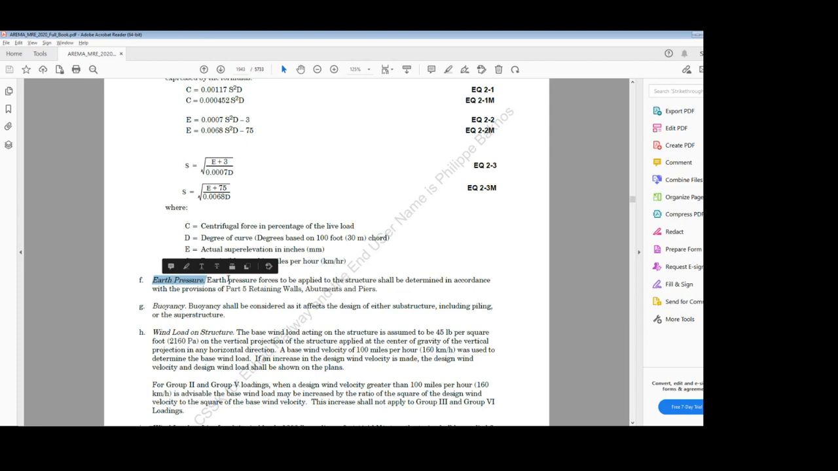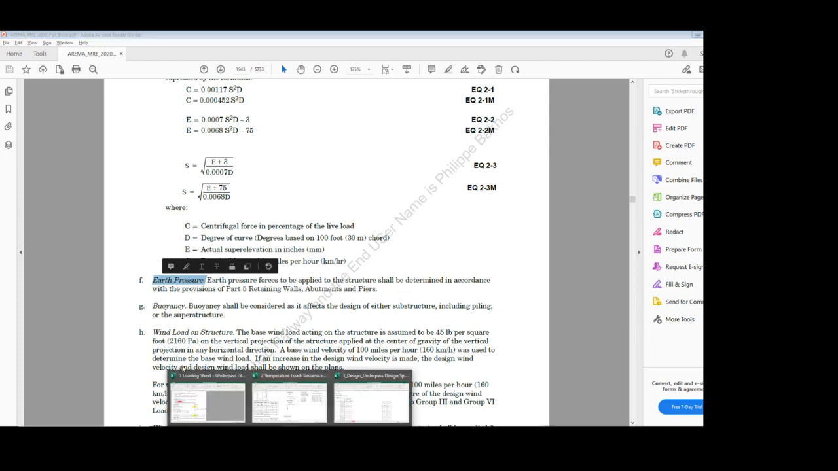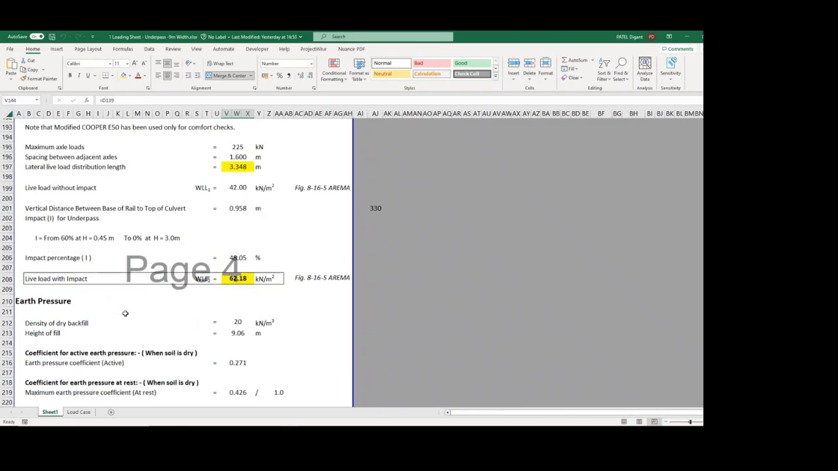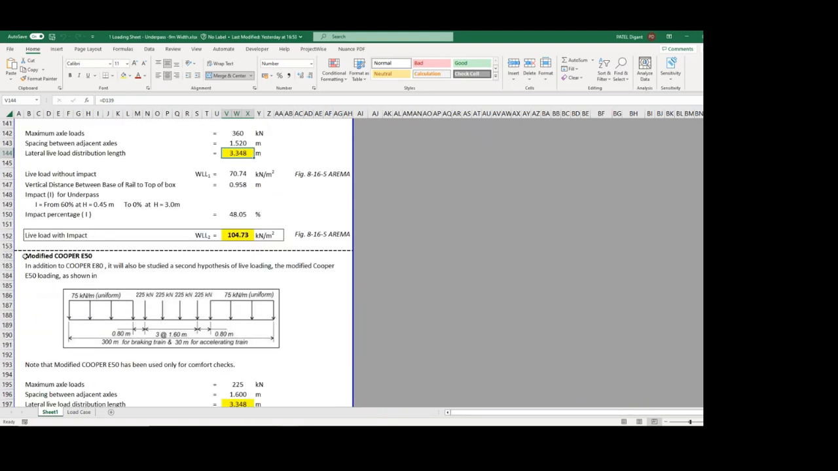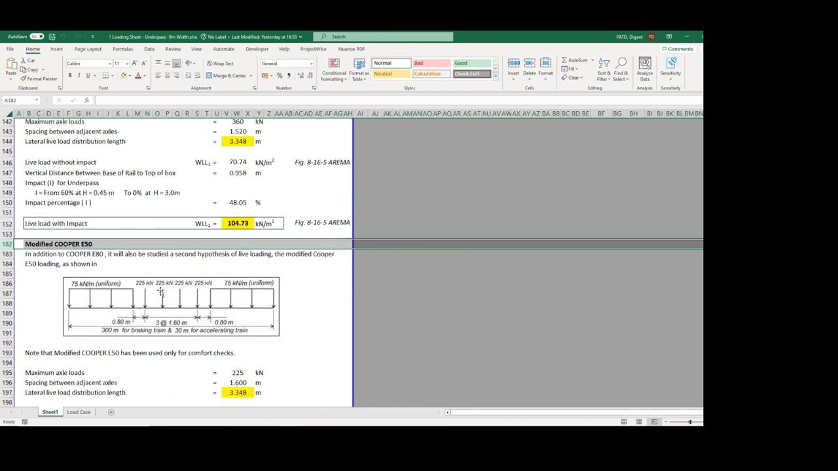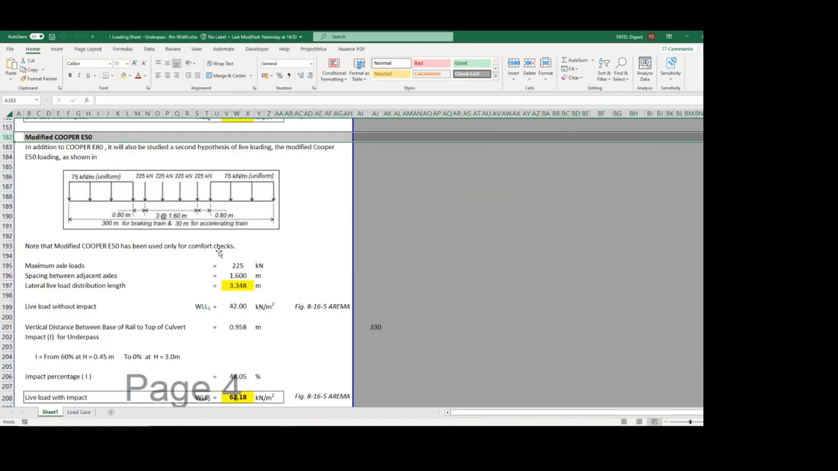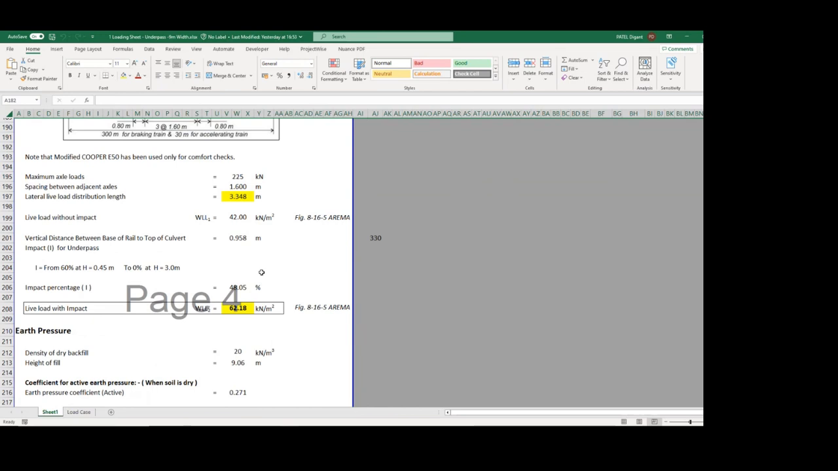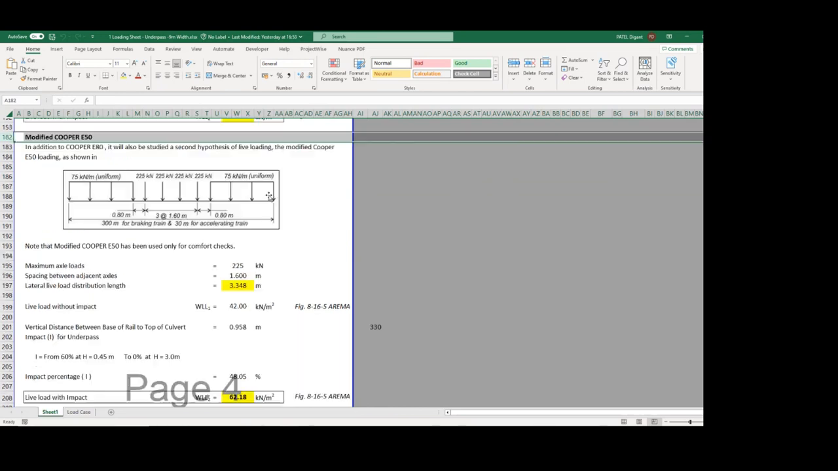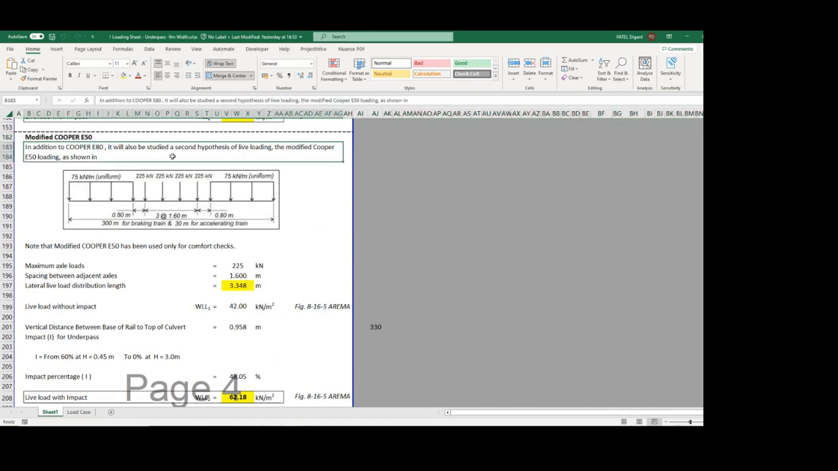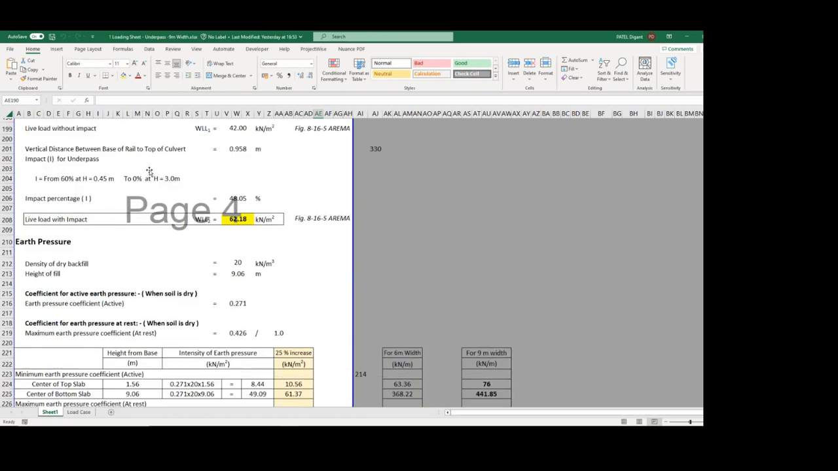For earth pressure calculation, basically look here. This is modified Cooper E, in which the load has been reduced. This is given in the DBR. This is generally for serviceability check requirement. This is not given in AREMA. This is a hypothetical live load. This is not important for us right now.